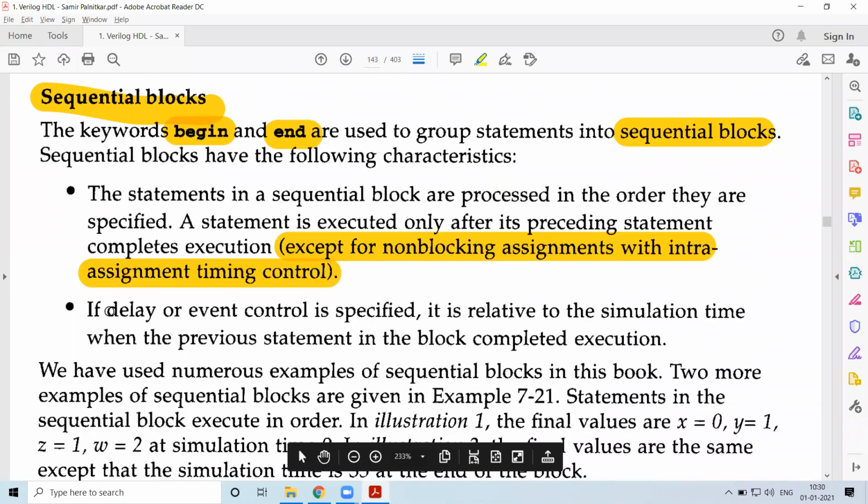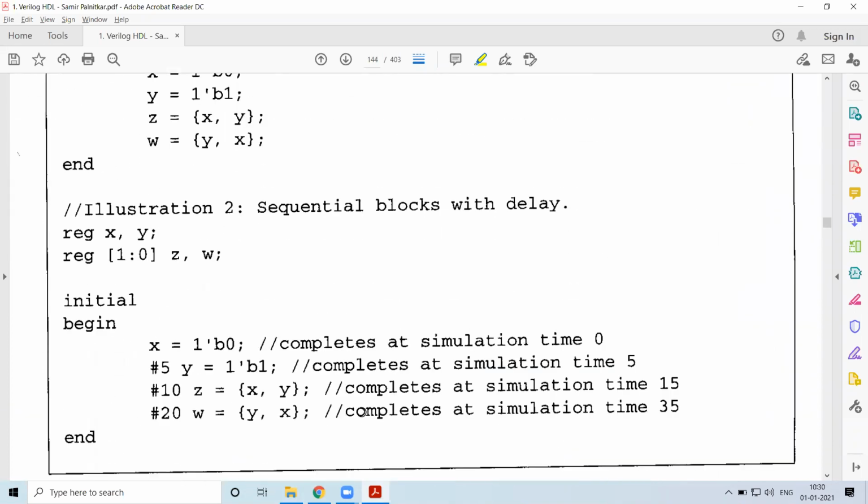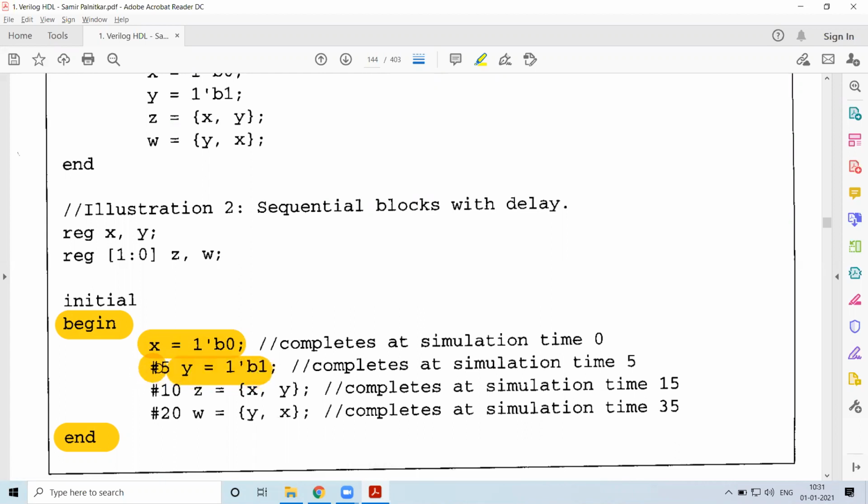Another thing to remember is the delay or the event control that we are specifying. This delay or event control is relevant to the simulation time of the previous statement. For example, here we have begin and end, so this is a sequential block. We have the first statement x is equal to 0. Then we have #5 y is equal to 1. Since it is sequential, after x is executed, y will be executed. After execution of the first one, after 5 time units of delay, y will be executed.